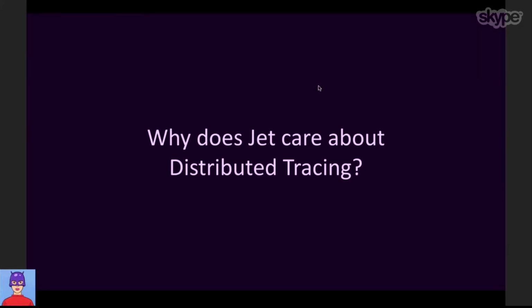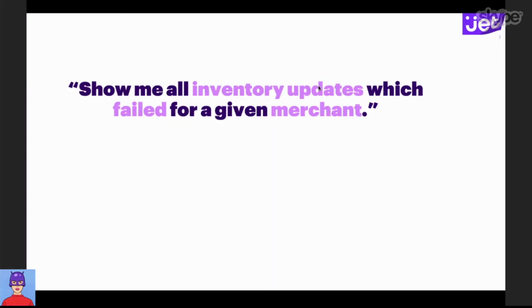So why does Jet care about distributed tracing? I think that's a really important question before we begin, because it puts what distributed tracing is and how it pertains to Jet in focus. So here's the type of query that we may want to know about at jet.com. Show me all inventory updates which failed for a given merchant.